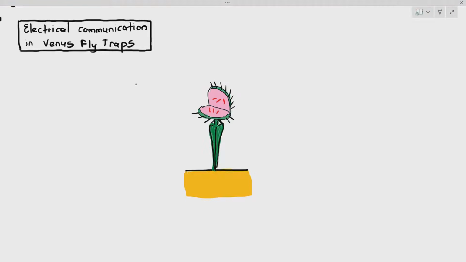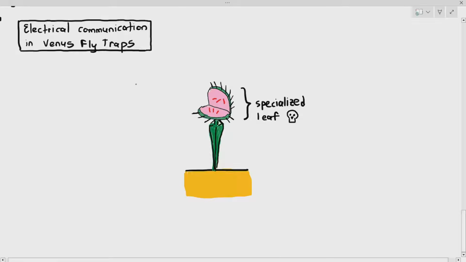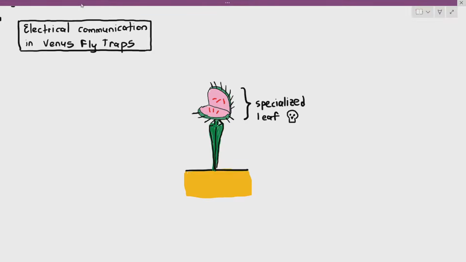But here's the interesting thing. That part of the Venus flytrap is actually a leaf. Okay, yes, it is a specialized leaf that kills animals, that is true, but that part is also classified as the leaf of the plant. So that's the first thing we have to understand.